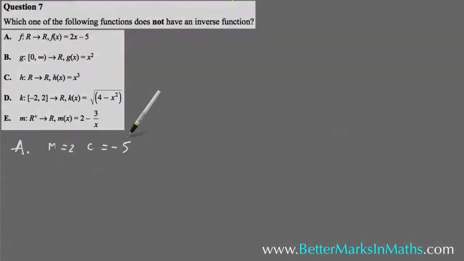So looking at A, first of all, this is a linear function. So basically y equals f of x equals 2x minus 5. Gradient of m equals 2, y-intercept c equals minus 5.